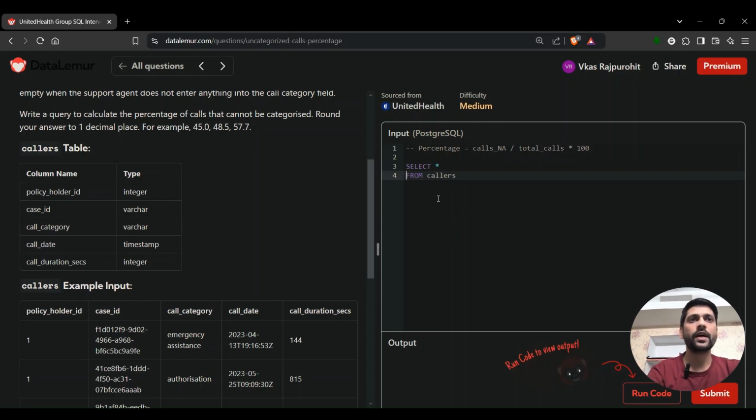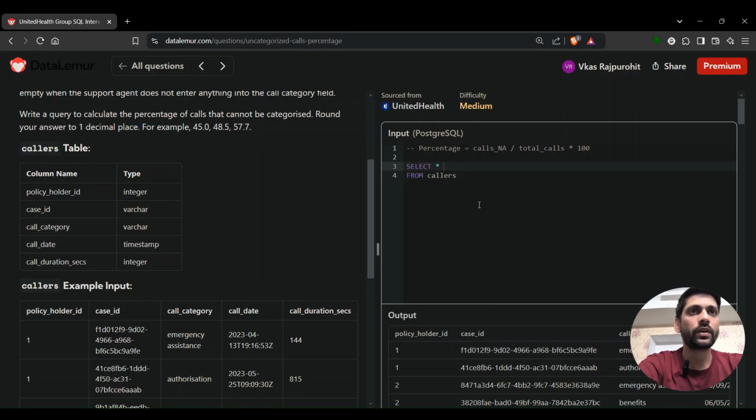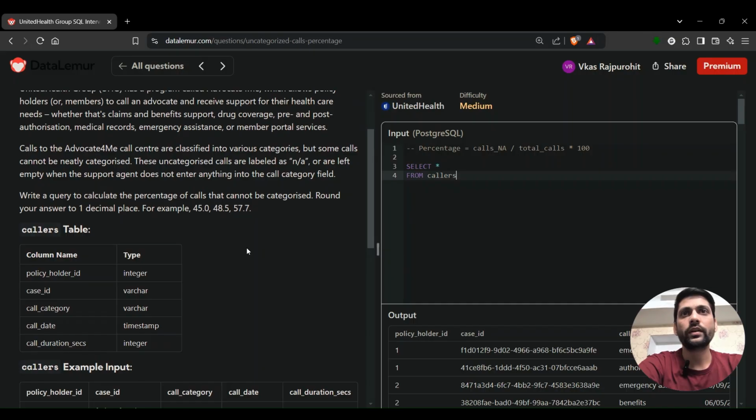Always start your query from the table from which you need to get information. So we will write from callers. It is a good practice that whatever step you write, always write and run. You will get an idea of what is happening with your query. So we will divide this problem into steps or subqueries. First we will try to find these uncategorized calls. For this, we need case ID, and in case ID, we need the count. So I will just write count, and here we will get the total count.